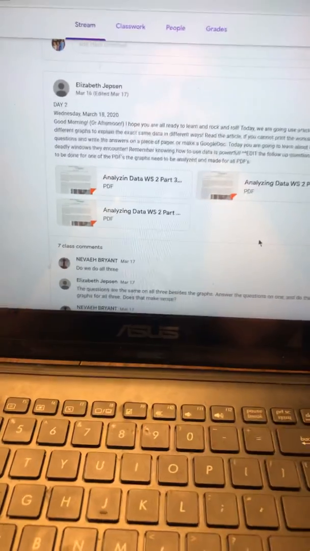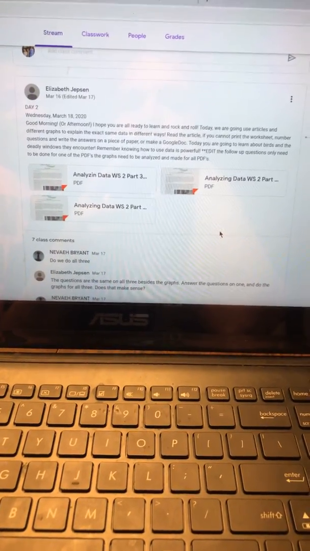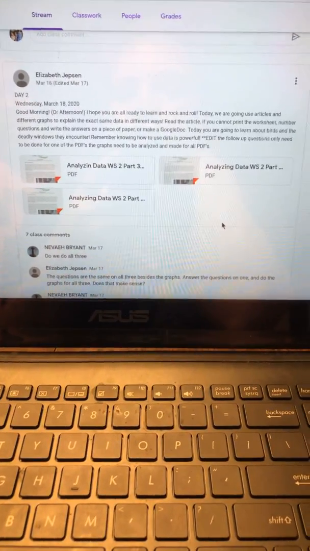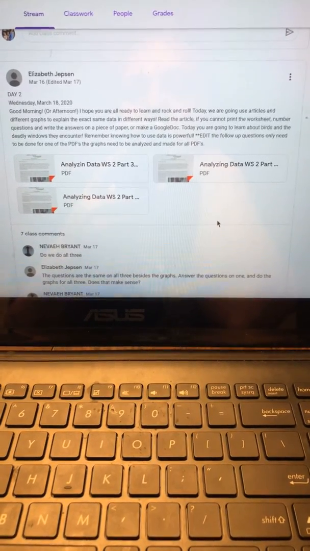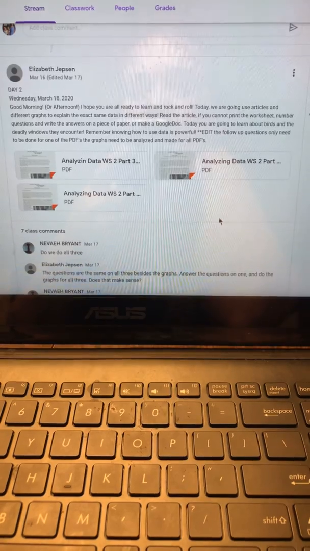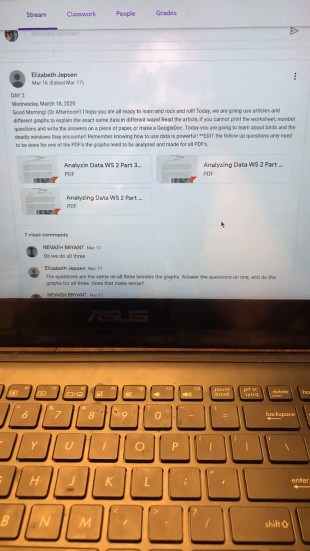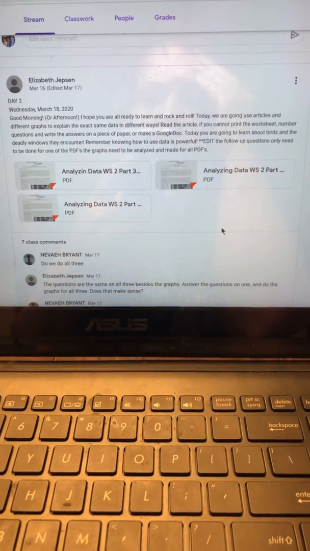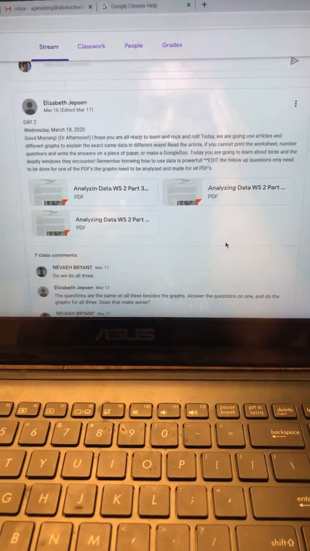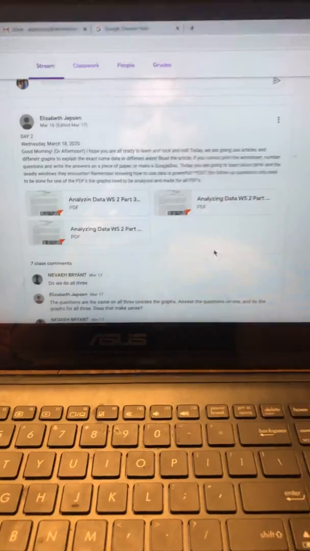So, I want to explain today's activity. If you look at day 2, it says, "Good morning. I hope you are all ready to learn and rock and roll today. We are going to use articles and different graphs to explain the exact same data in different ways." So, this is almost identical to yesterday's assignment. It's just with a different study.